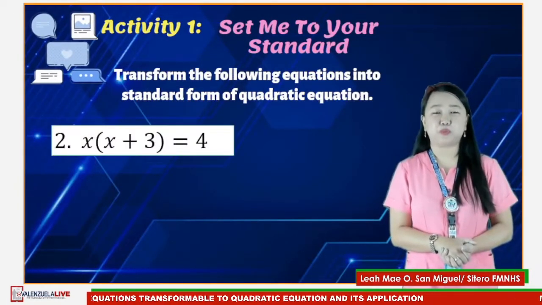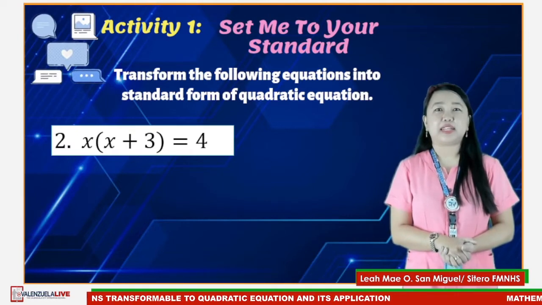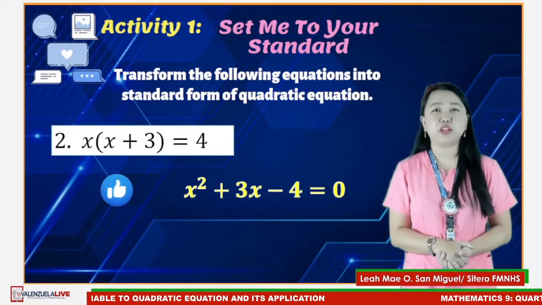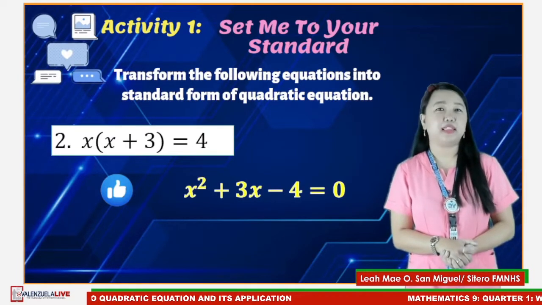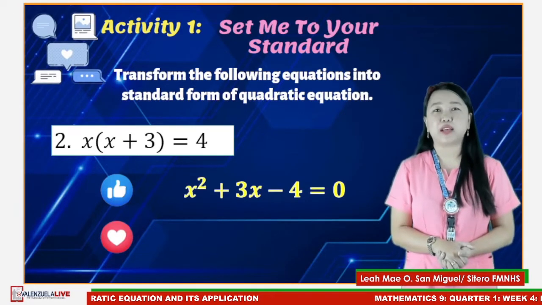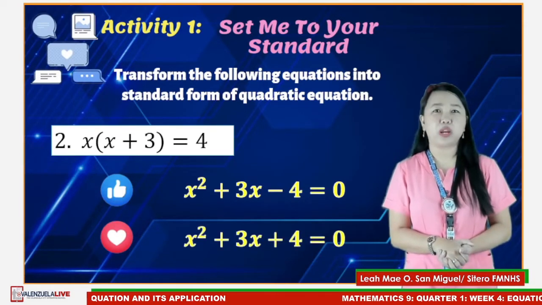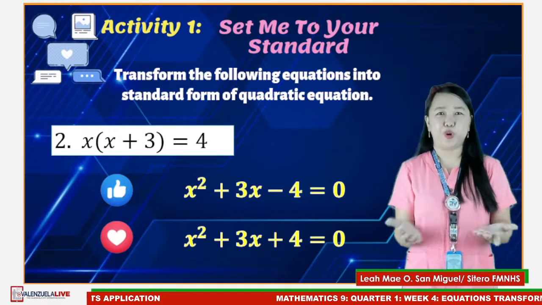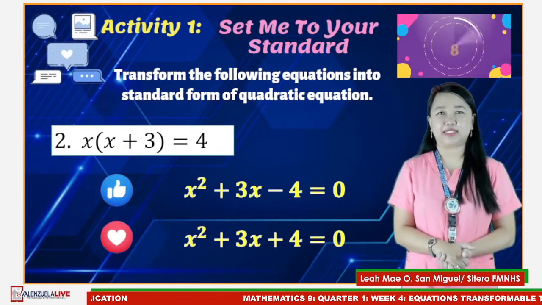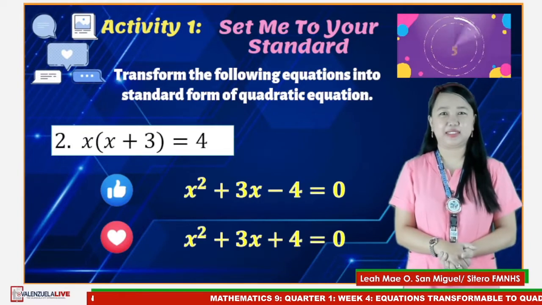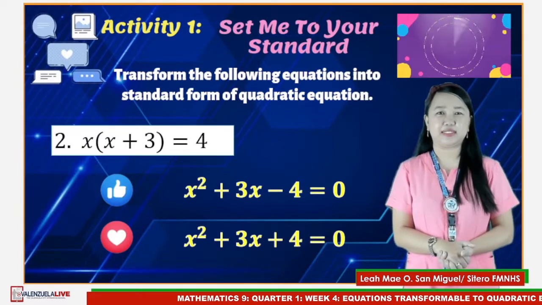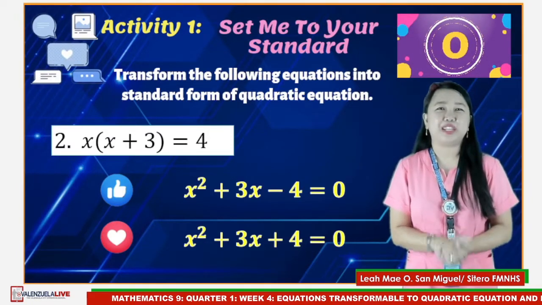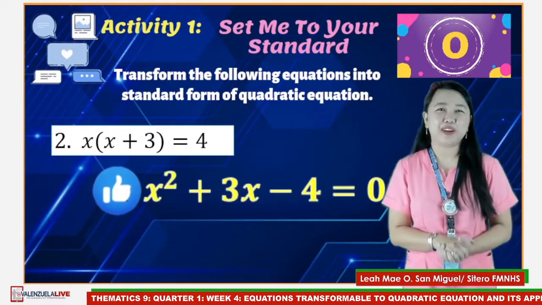x times (x plus 3) is equal to 4. Click like reaction if your answer is x squared plus 3x minus 4 is equal to 0, and love reaction if your answer is x squared plus 3x plus 4 is equal to 0. You have 10 seconds to key in your answers. Go! Time is up. If you click like reaction, then you're right.